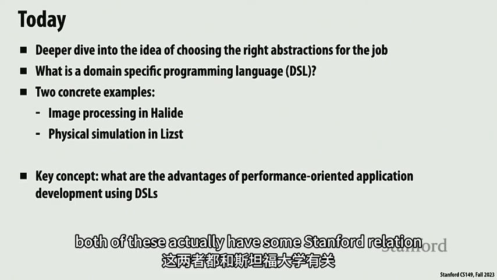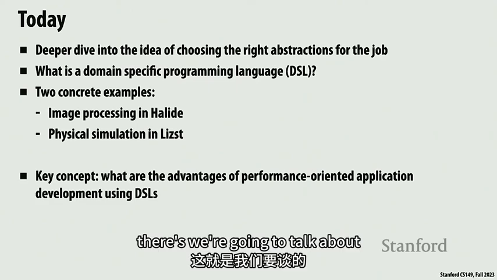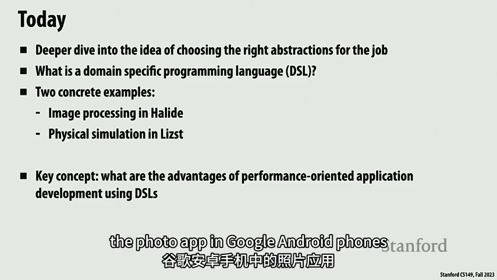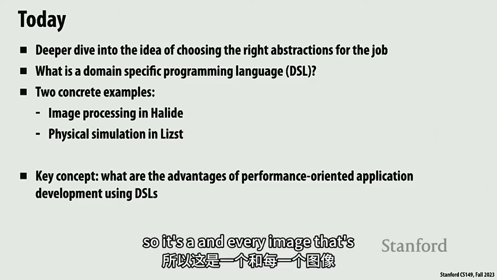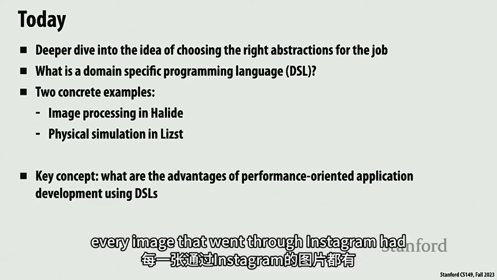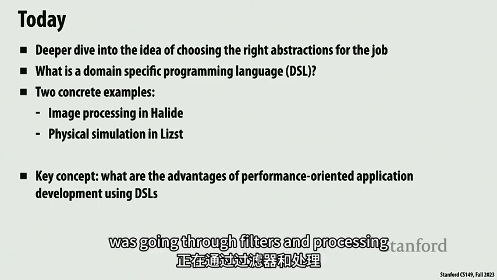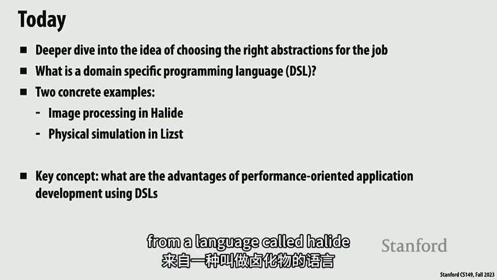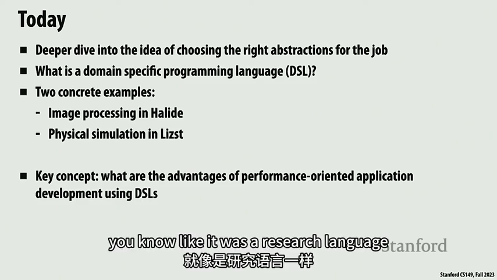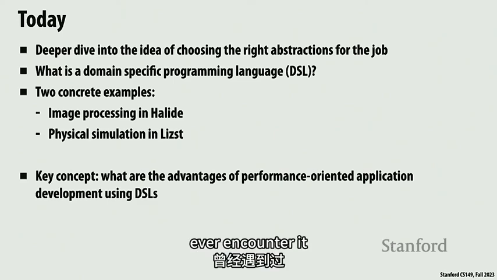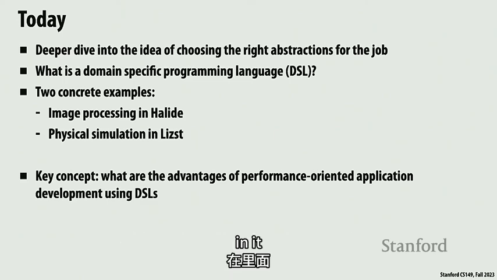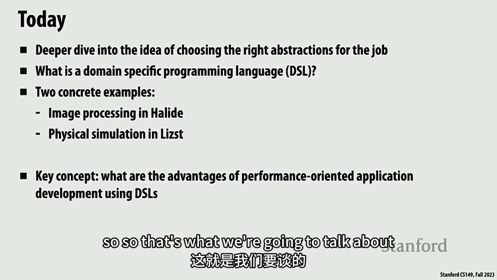Both of these actually have some Stanford relation. We're going to talk about the programming language that's used to author all of the image processing, the photo app in Google Android phones. And every image that's, or at least to my knowledge, at least a couple years ago, every image that went through Instagram was going through filters and processing from a language called Halide. And then there's this research language developed at Stanford called Lisp, which was a research language, to be honest, you'd probably never ever encounter it, but it's actually got some great examples of the value of high-level abstractions in it. Okay? So that's what we're going to talk about.